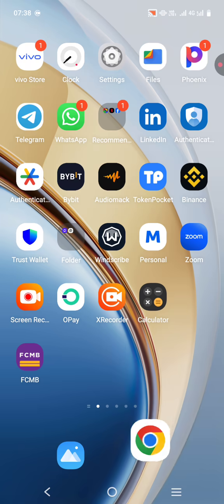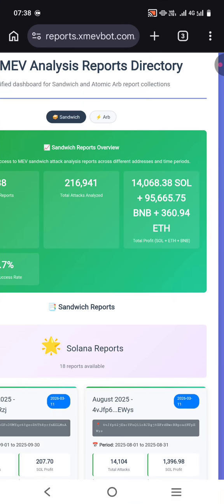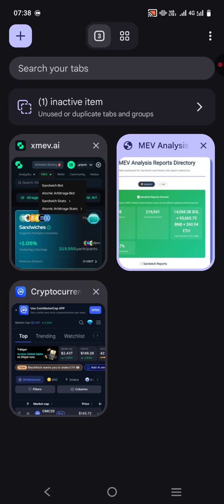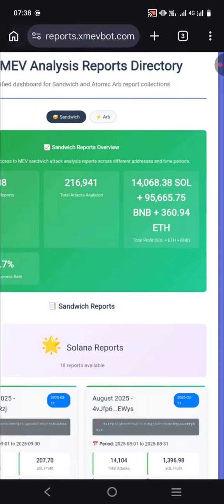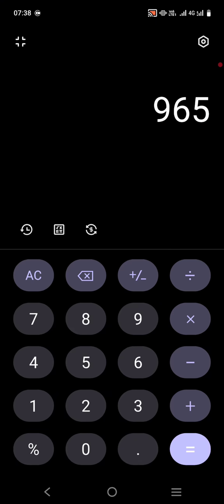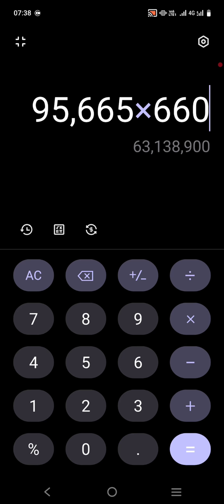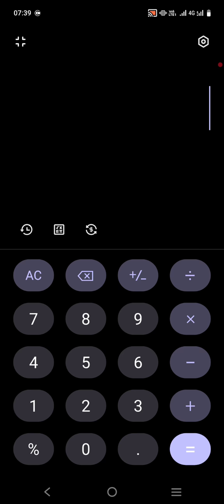You can see 14068 times 85. That is over $1 million, right? So let's keep that aside. Let's check the BNB, 95665. One BNB is 660, right? So let's put that on our calculator: 95665 times 660. This is over $63 million already. Plus the $1 million we calculated for Solana, and this is over 64, right?